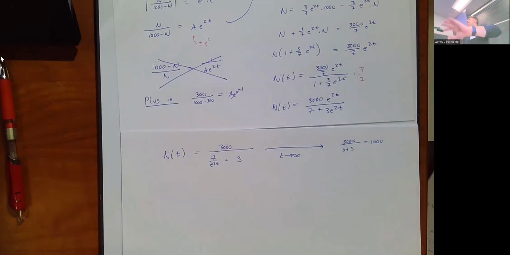Let me clarify that slightly. If we started with a negative number of ducks, we would have gone way off to negative infinity land, but we didn't.